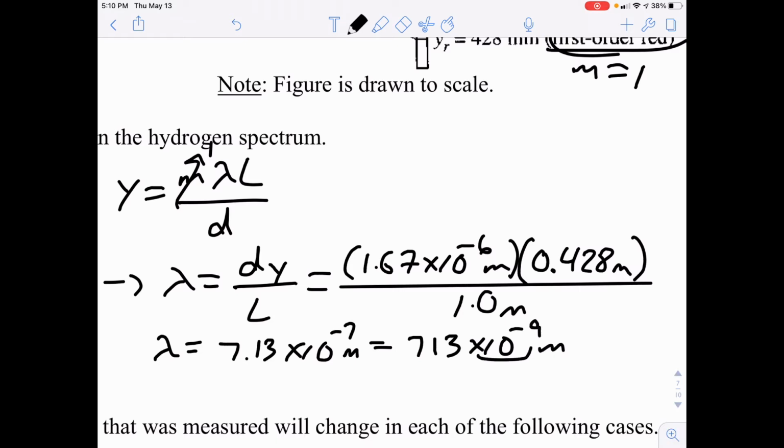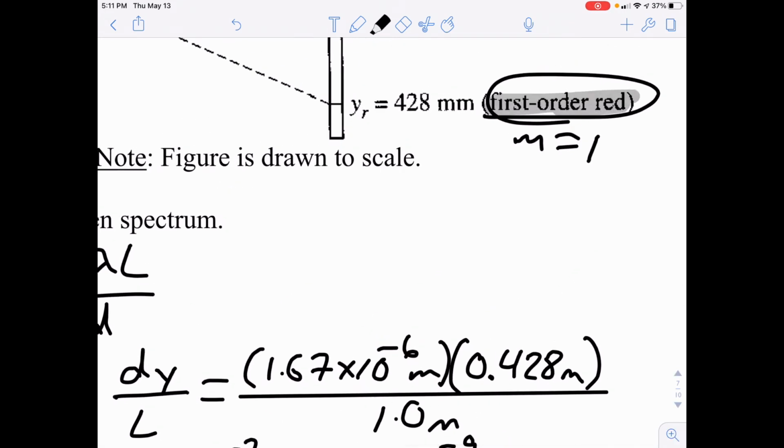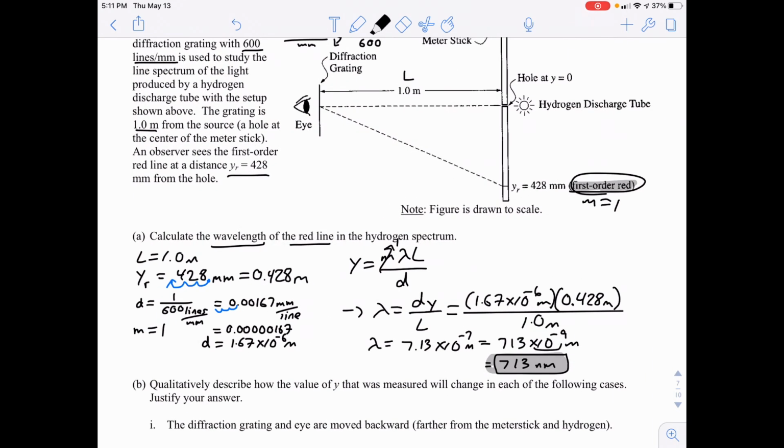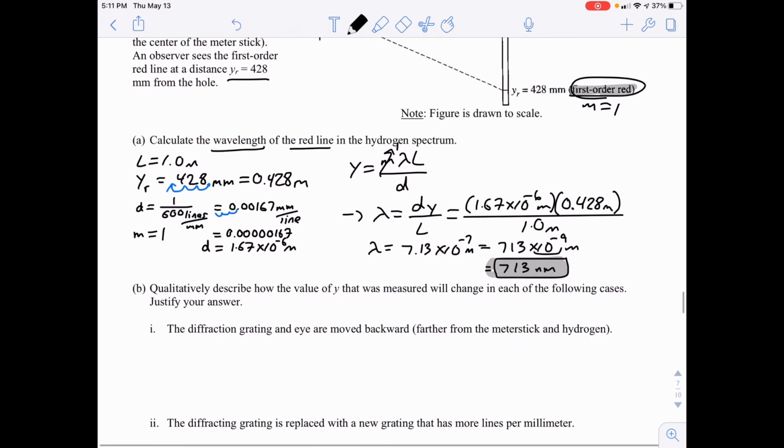And of course, you remember negative 9 is nano, so this is the same thing as about 713 nanometers, which makes sense because if we read the question again, first order red, this is a red bright light that's being shown. So the wavelength of red is approximately 700 nanometers. So that seems to fit.